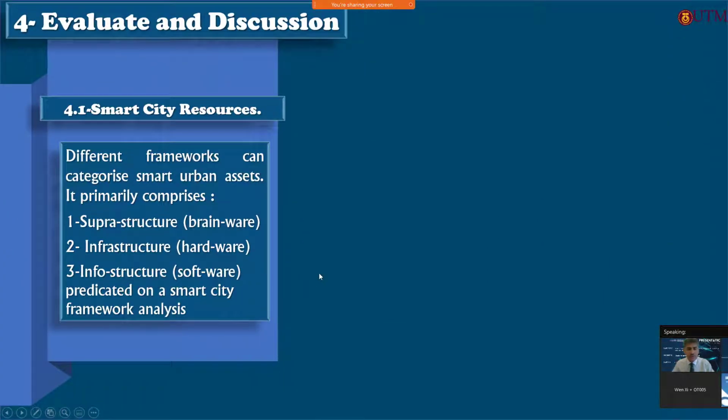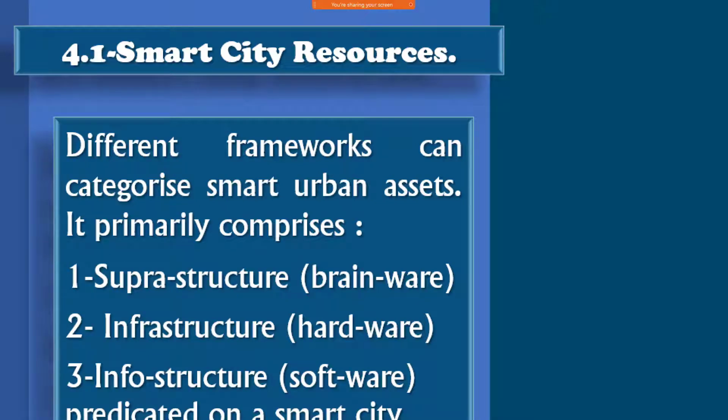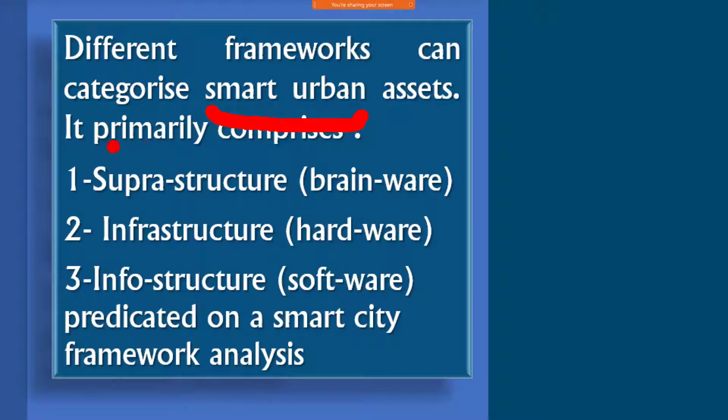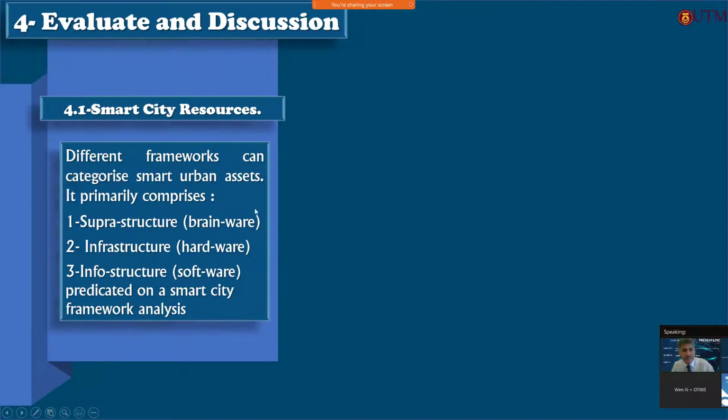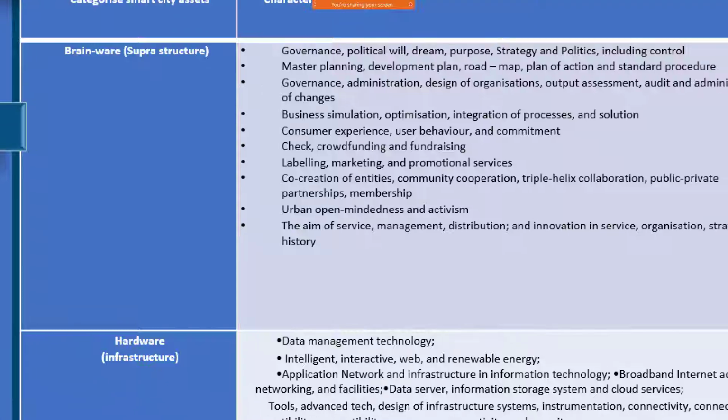Okay. So what did they evaluate? If we look at a smart city, we have smart city resources and smart city services. The smart city resources, with different frameworks, can be categorized. Smart urban assets, preliminary comparison: superstructure, infrastructure hardware, infrastructure software. So based on the smart city framework analysis, it means from our research, a smart city framework must have smart city resources. The smart city resource has three main parts.